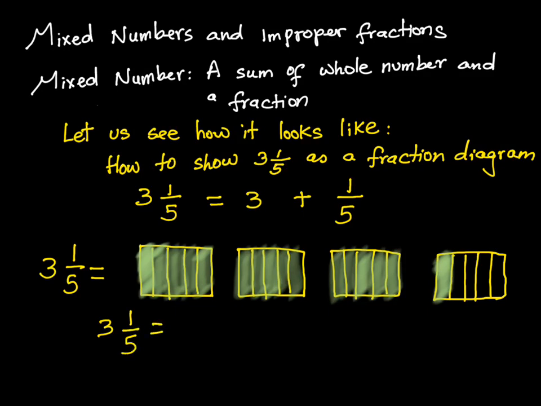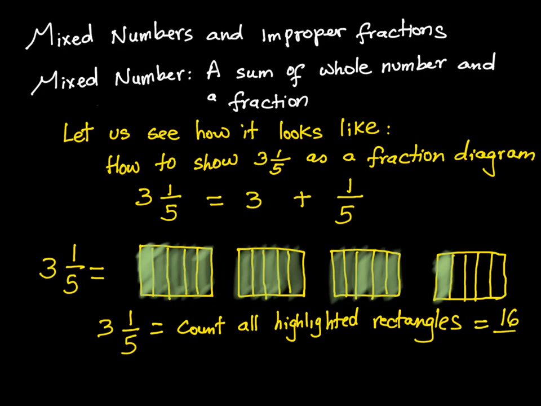All right. So if you count all the rectangles, the skinny rectangles, the highlighted ones, how many rectangles are there? So let's count them. So we have 1, 2, 3, 4, 5, 6, 7, 8, 9, 10, 11, 12, 13, 14, 15, 16, right? So you're going to get 16 of those, so the 3 1/5 as an improper fraction can also be written as 16/5, okay?